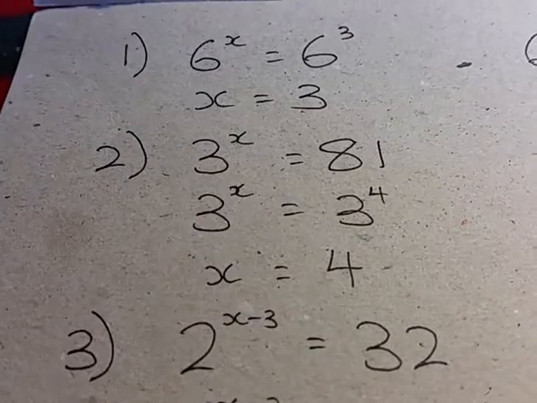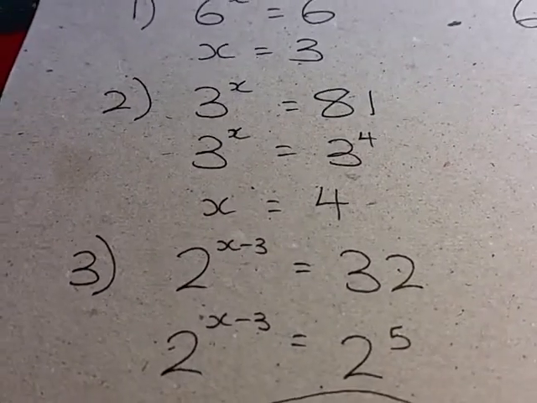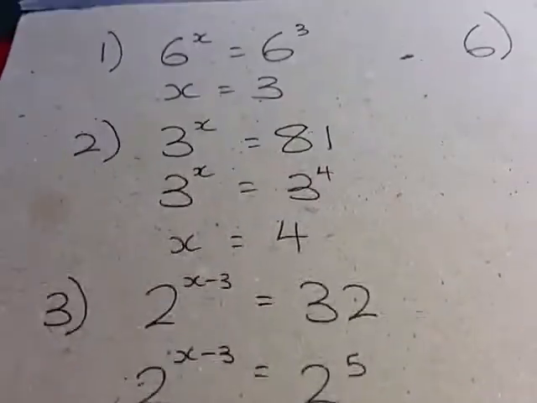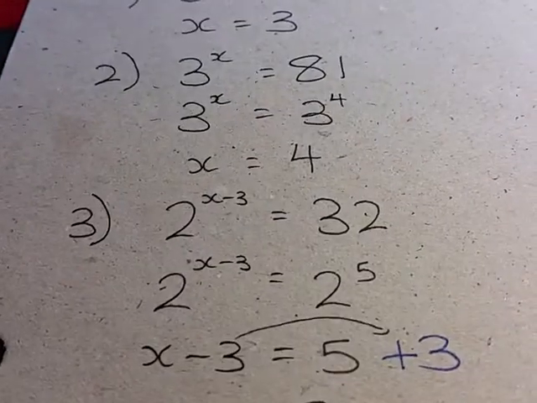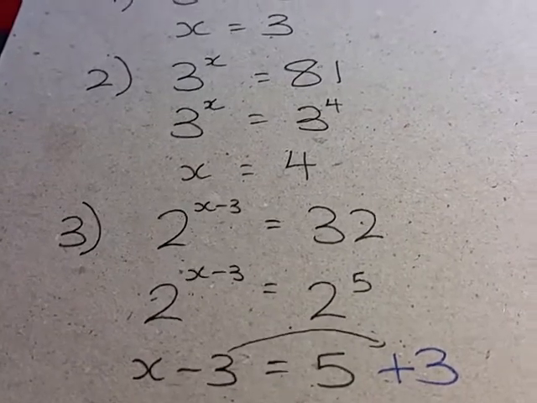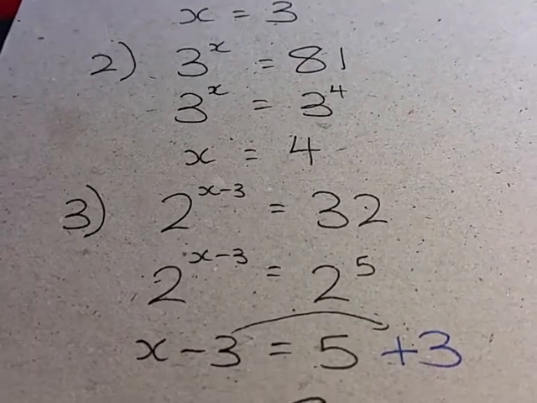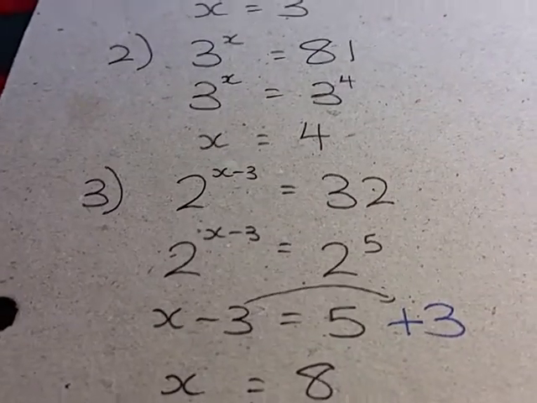2 to the x minus 3 equals 32. 32 can be rewritten as 2 to the power of 5. Now that they're both base 2 with an equal sign, you can equate their exponents, so that will be x minus 3 equals 5. Bring the negative 3 over to the other side, it becomes positive 3, x equals 8.